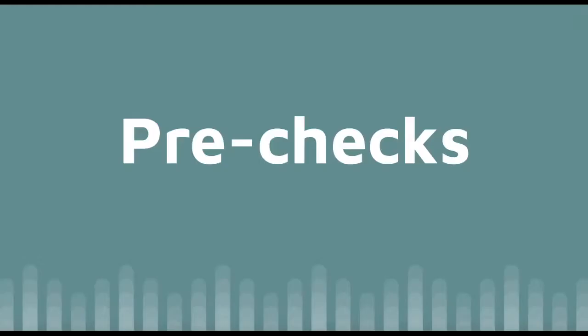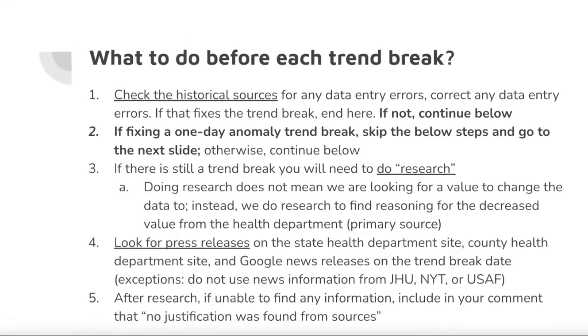First, let's go over some pre-checks. Before you attempt to fix a trend break, you must check the historical sources for any data entry errors and correct any data that is incorrect on the data entry sheet. If that fixes the trend break, fantastic, you're done. All you would have to do is leave a comment and we will go into comment formatting later on in this presentation.